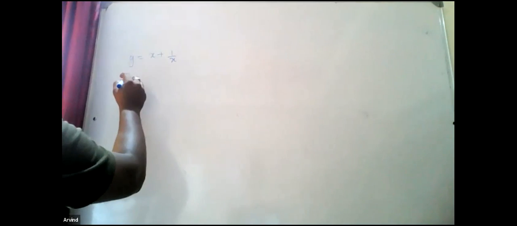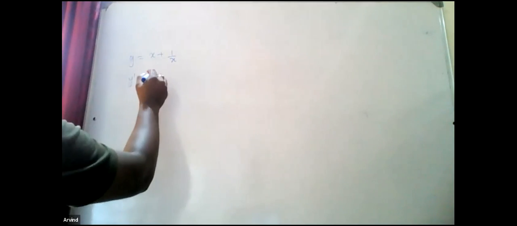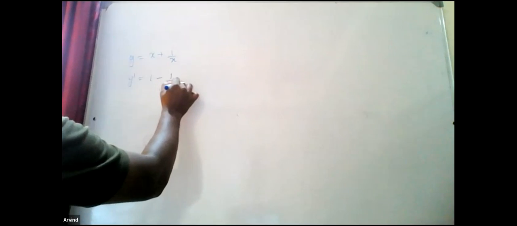Let's find y dash. y dash will become 1 minus 1 by x square. So equate it to 0: 1 minus 1 by x square equal to 0, which implies 1 by x square equal to 1, implies x square is equal to 1, x is equal to plus or minus 1. Okay, let's find y double dash.